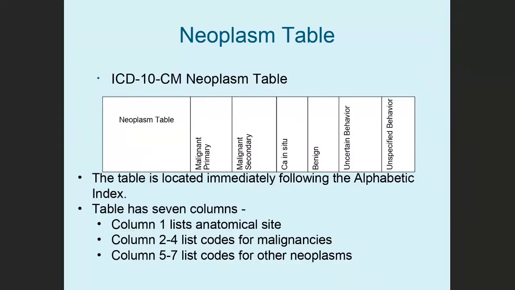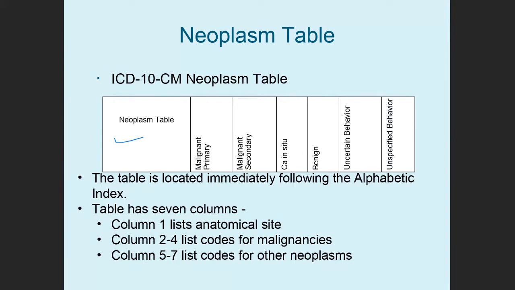So let's get started. This is what the neoplasm table looks like. It includes 7 columns. It is located directly after the alphabetic index in your ICD-10-CM book. In column 1, to the far left of your page, is the alphabetic list of body areas, such as appendix, cartilage, intestine, which may have the neoplasm.